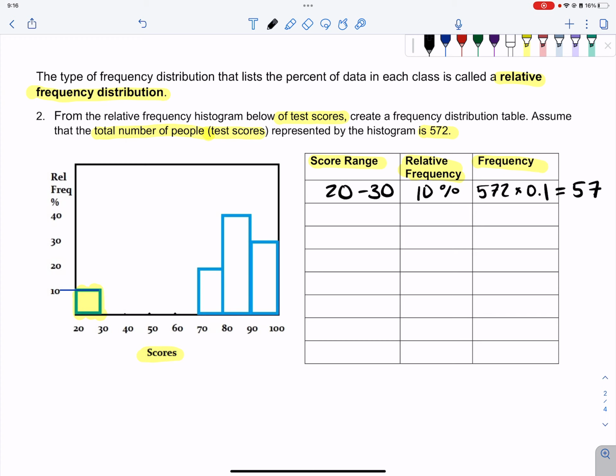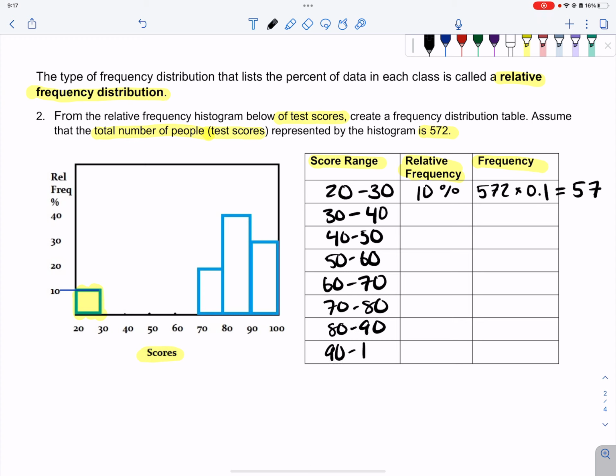The next ranges that we have on here, we need to continue to go up in tens because we like our class sizes to all be the same. So we would have 30 to 40, 40 to 50, 50 to 60, and 60 to 70, then 70 to 80, 80 to 90, and lastly 90 to 100.